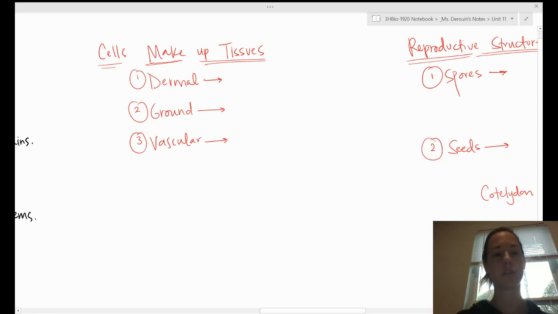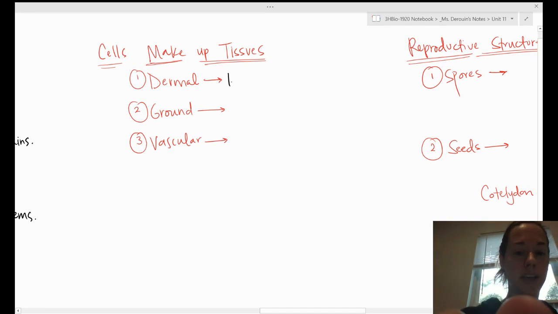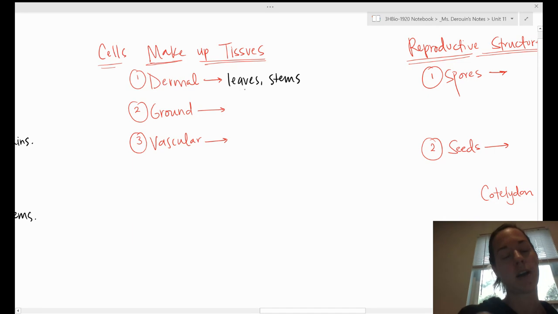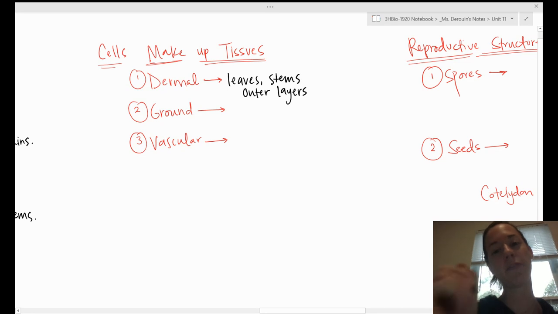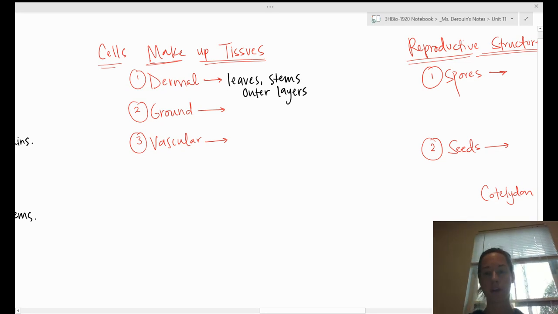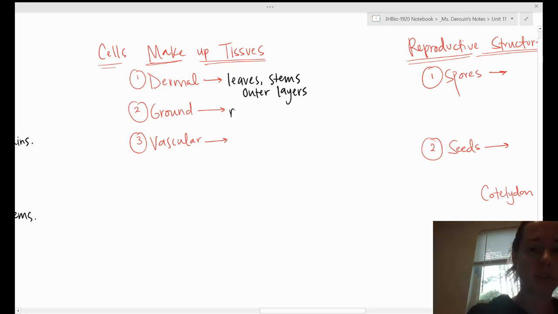So dermal tissue is the outer layer of the plant. This is going to include things like leaves and stems, outer layers. And that might sound familiar because you might know that your skin is called your epidermis. You also have dermal layers. It's your skin, the outer layers of you. And then ground is going to be root tissues.